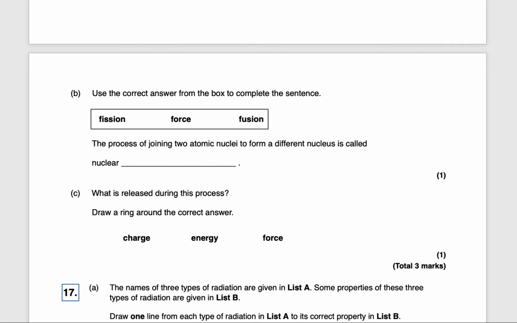Next question. Use the correct answer from the box to complete the sentence. The process of joining 2 atomic nuclei to form a different nucleus is called nuclear fusion. Remember, fission is when you're separating a large unstable nucleus, and fusion is when you're joining 2 nuclei together. So fusion will get you 1 mark. What is released during this process? Draw around the correct answer. Remember, in fusion, some of the mass is converted into energy, and that will get you another mark.